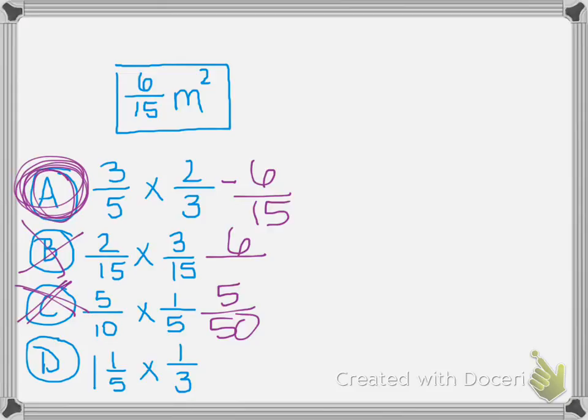So if I were going to do 1 and 1/5, I could change that into 6/5. So 6 times 1 is 6. 5 times 3 is 15. D also works. So you should have A and D circled.